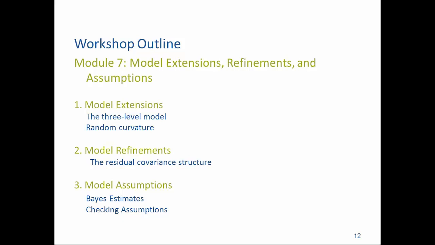We can then refine the model and account for things like heterogeneity of variance over time or autocorrelation. So we will refine our residual covariance structure. That's different than the covariance structure of our random effects. So we'll talk about those as well. And then we'll talk about what the model assumptions are and how to test them, because anytime you run any kind of model, you have to check your assumptions.